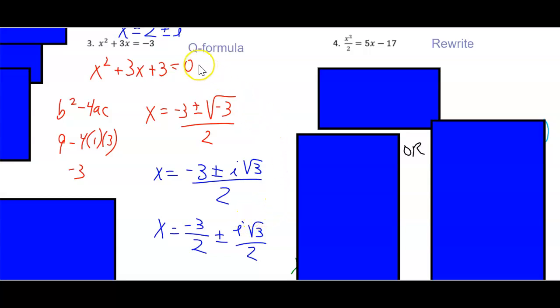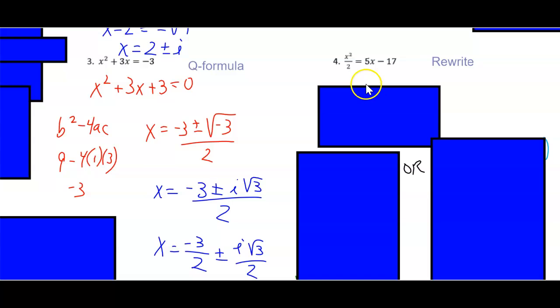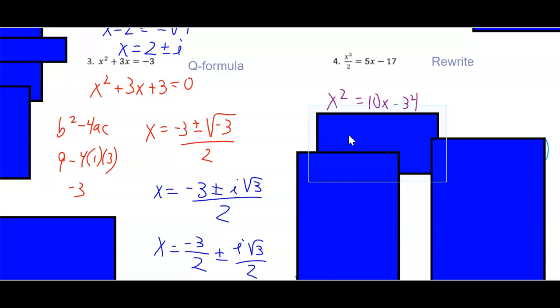So again, quadratic formula means get a 0 on one side, discriminant, insert, and go. All right, the last one here, number 4, we are rewriting. So I want to basically make this equation easier to use, right? I have an x squared over 2 here. I don't want that. I want to instead make it just a plain x squared.